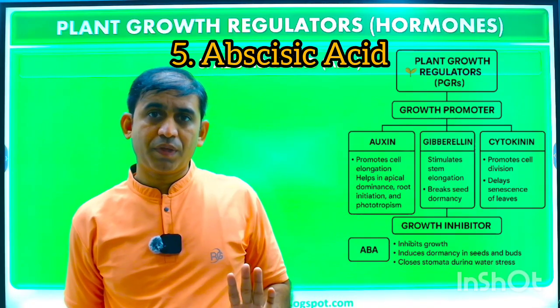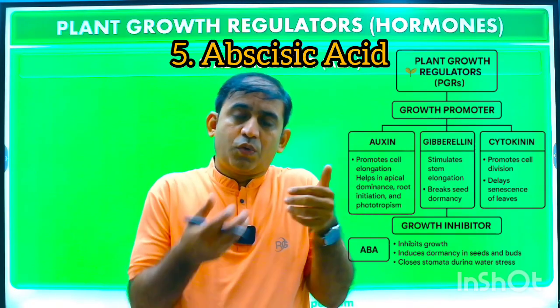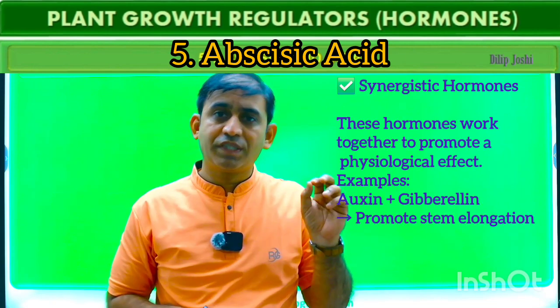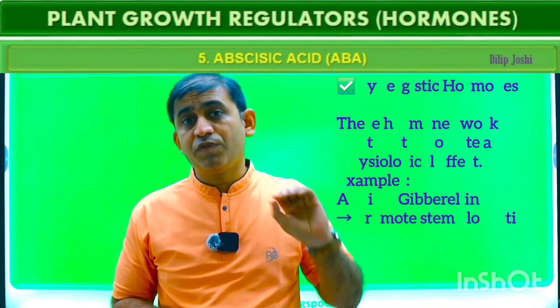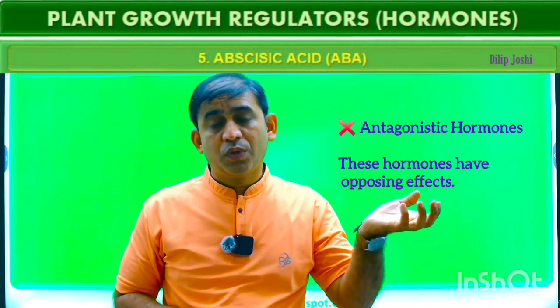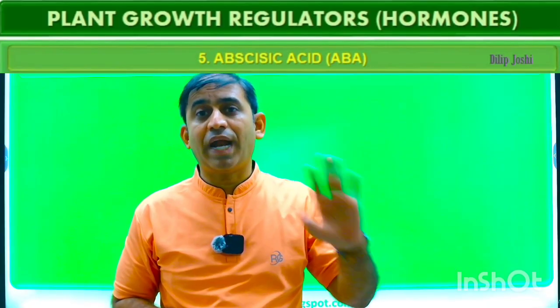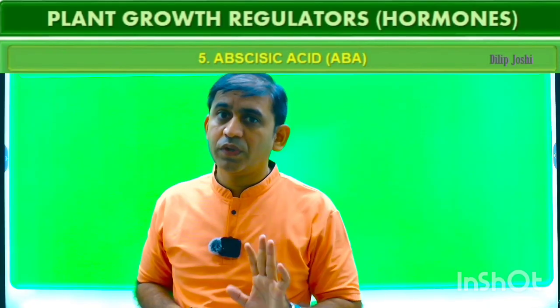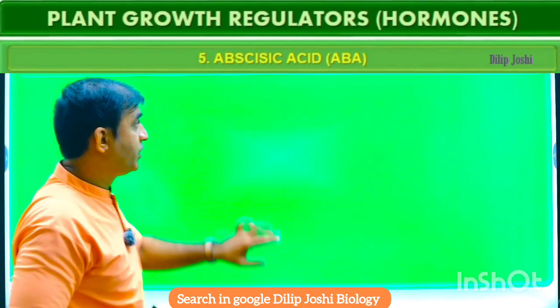Hormones which work together to perform the same function are called synergistic hormones, and hormones which work opposite to other hormones are called antagonistic. Like ABA is antagonistic to auxin, cytokinin, and gibberellin.